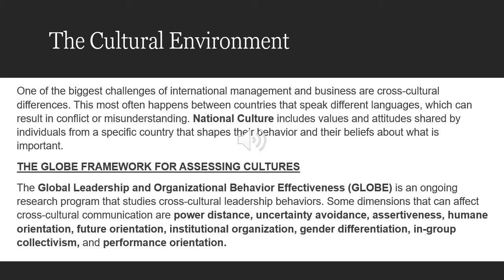Some dimensions that can affect cross-cultural communication are power distance, uncertainty avoidance, assertiveness, humane orientation, future orientation, institutional collectivism, gender differentiation, in-group collectivism, and performance orientation.